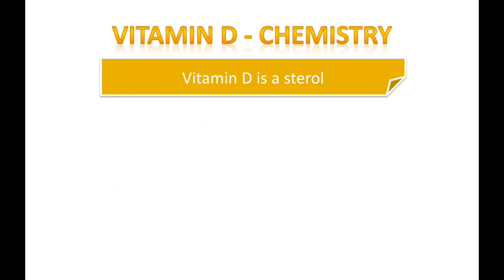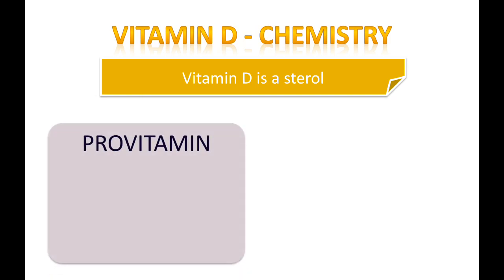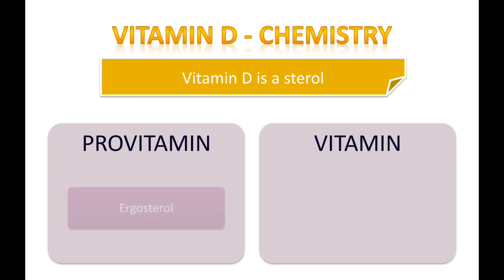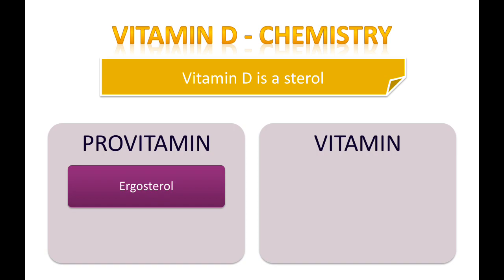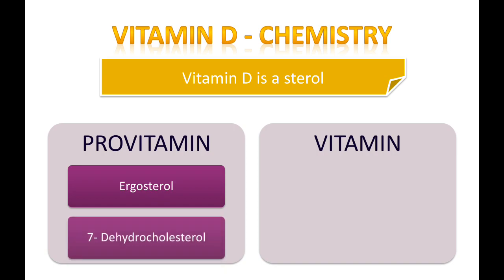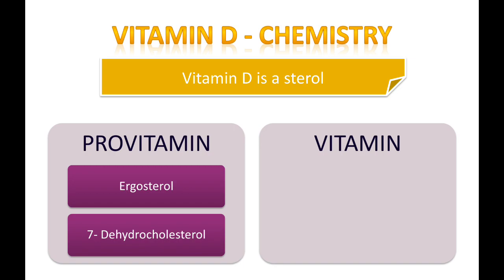It contains a steroid ring, the cyclopentanoperhydrophenanthrene ring, which is present in cholesterol. There are two provitamin forms of vitamin D. One is ergosterol, which is a plant source. Another one is 7-dehydrocholesterol, which is an animal source.